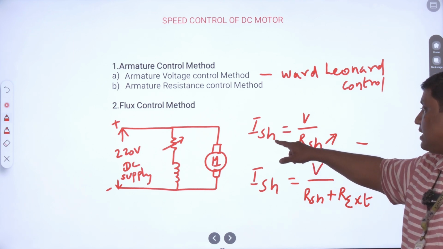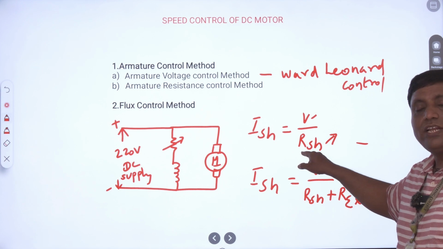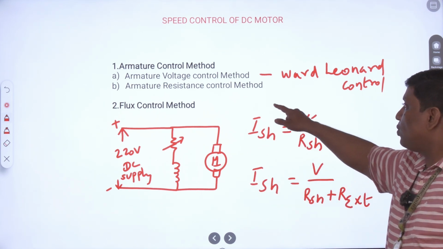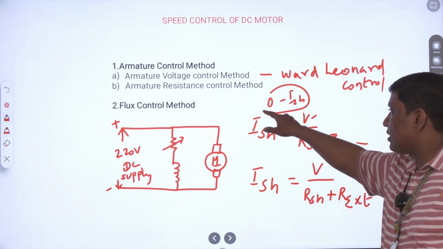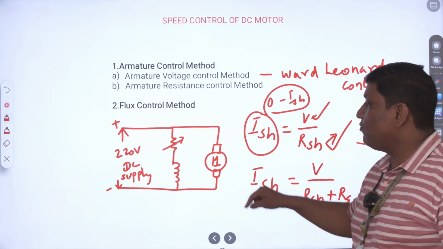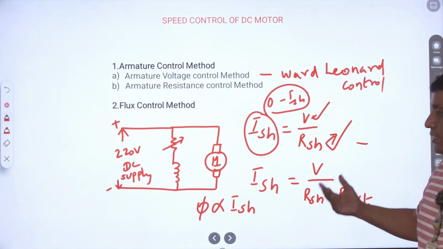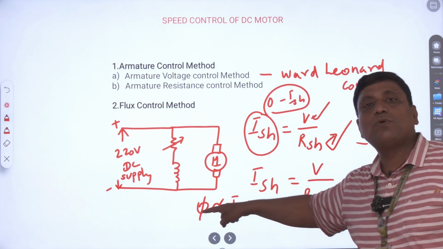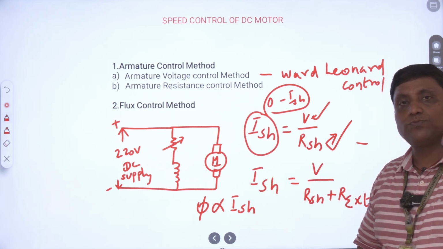So without external resistance, ISH is nothing but V divided by RSH, right? Here the supply voltage is constant. The RSH value is also fixed. Then it produces a fixed value of flux. So supply voltage is fixed, RSH value is fixed, so ISH is also fixed. The shunt field current is responsible for producing the flux, so flux is directly proportional to the ISH. Clear? Without external resistance, the numerator and denominator both are fixed, so the ISH value is also fixed. The flux is also constant. That's why we can say that the DC shunt motor is a constant flux motor.